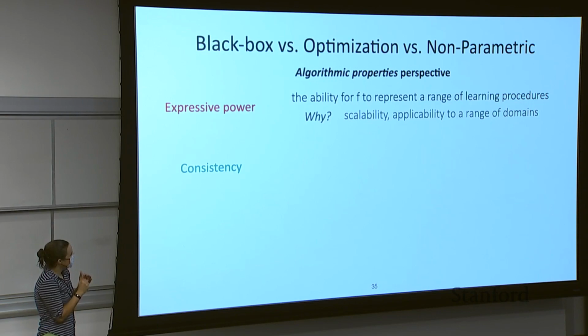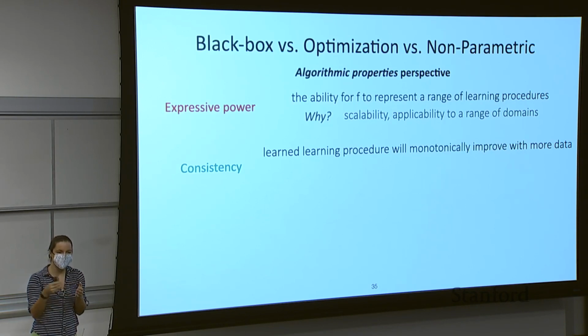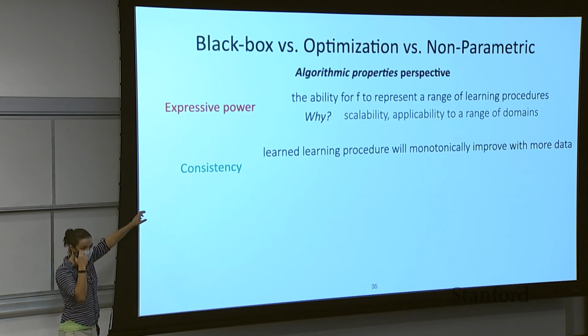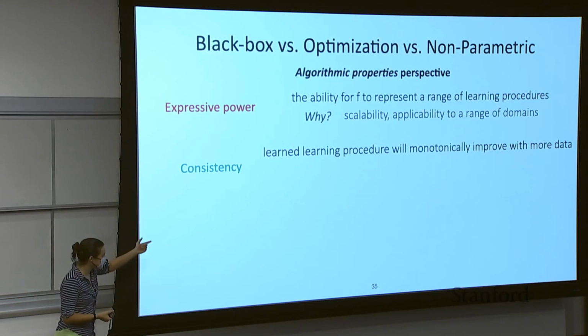Another property that we should care about is what I'll refer to as consistency. What I mean by consistency is that the learning procedure that you get, ideally, would monotonically improve as you get more data, or at least monotonically improve in expectation. I like to use the term consistency because in statistics, consistency refers to the idea that as you get more data, your estimator will converge to the true estimator. And so a learned learning procedure is consistent if it improves in expectation as you get more and more data, and converges to the right answer.